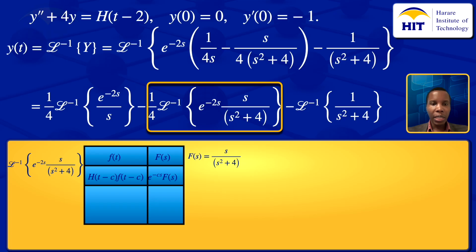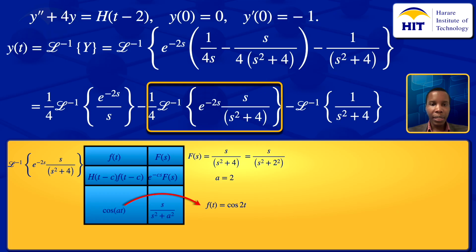But this f of s, we see that it's similar to the Laplace transform of cosine of at. But for cosine of at, we have an a squared there, so we have to rewrite this 4 as 2 squared. So our expression will be s divided by s squared plus 2 squared. Then by comparison of these two parts, we see that our a there is equal to 2. So if a is equal to 2, from our table of Laplace transforms for the cosine of at, substituting a equals 2 will give us our f of t is cosine of 2t.